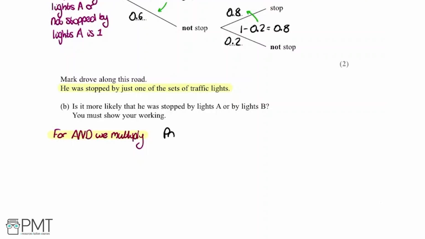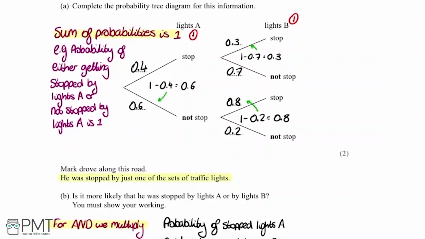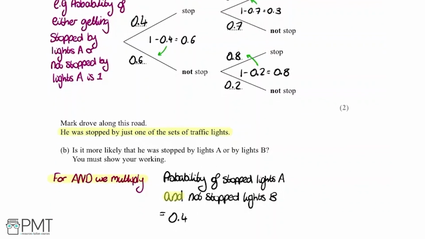We've got the probability of being stopped by lights A and not stopped by lights B equals. So we've got the probability of being stopped by lights A, which is 0.4. And this is the key here, it's "and". Here I said we use multiply for "and". So essentially what that means is we're going to multiply the probabilities together. We've got the probability of being stopped by lights A and the probability of not being stopped by lights B, which is 0.7. So we're going to multiply 0.7. So working that out in the calculator, we get 0.28. So that's our probability for that option.